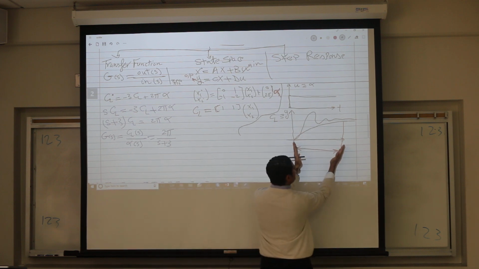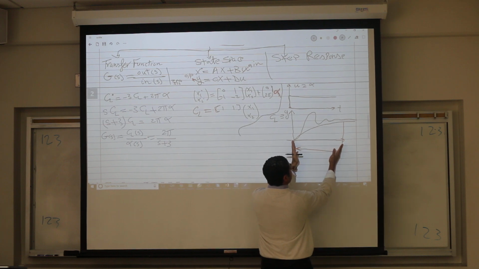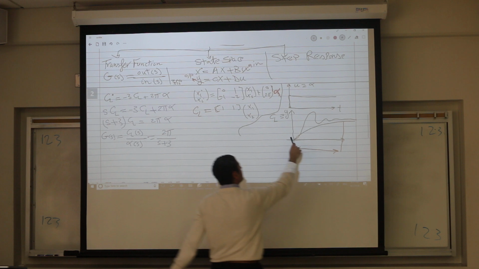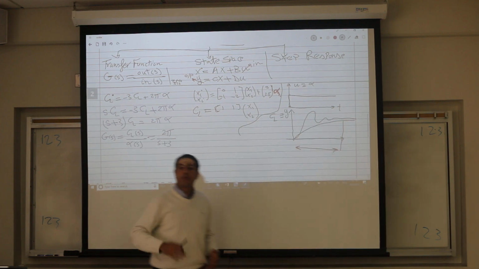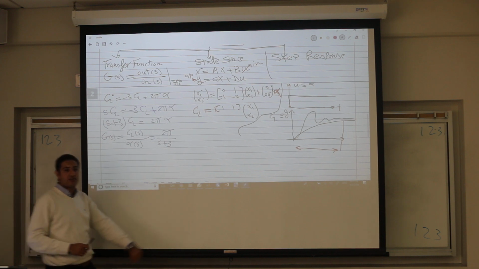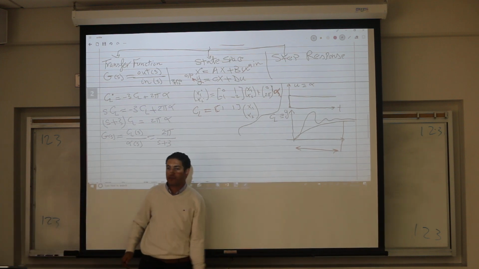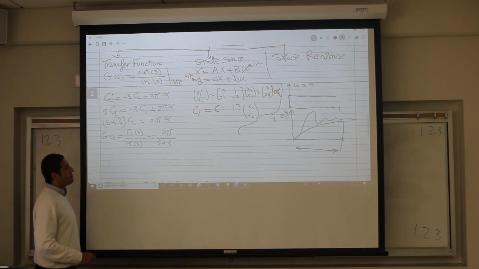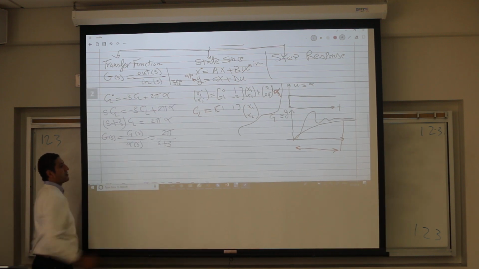But it turns out that this period only bears all the dynamics of the system. If you give me just this shape, I completely know everything about the system. It's exactly as if I have the transfer function. Can you tell me a very quick approach to get the transfer function?